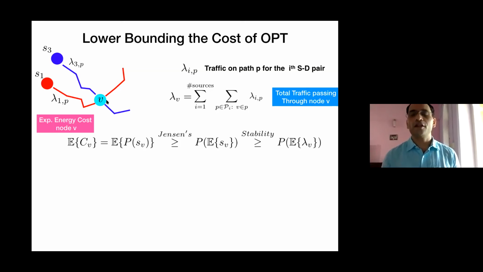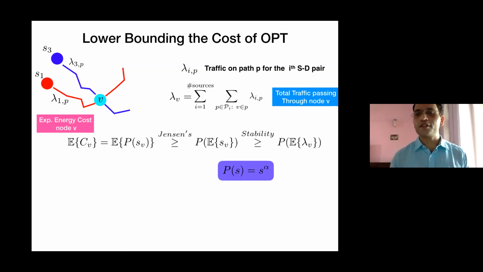Yeah. So the lower bound is just counting the total amount of power a node V has to spend for any feasible flow. So for any feasible flow, you count the total amount of traffic going through node V. The total amount of energy you have to spend is at least P of the expected value of lambda V.